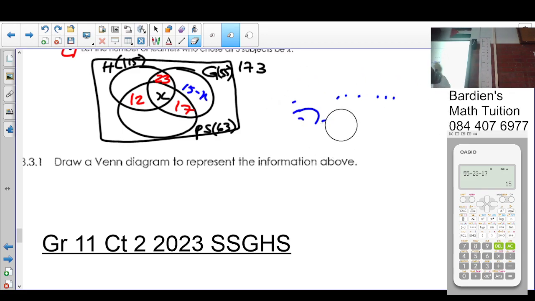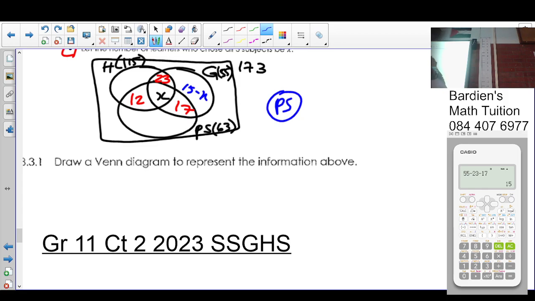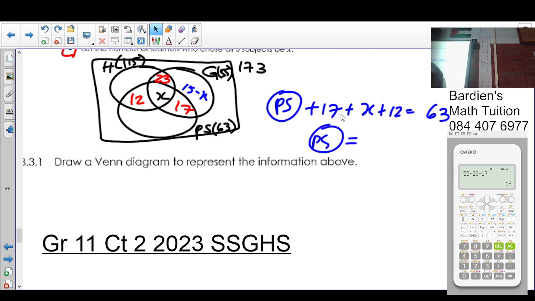So let's go to that missing part for the physical science. Plus 17 plus x plus 12 is equal to 63. That missing physical science part is 63 minus 17 minus 12, which is 34. So that's going to be 34 minus x.